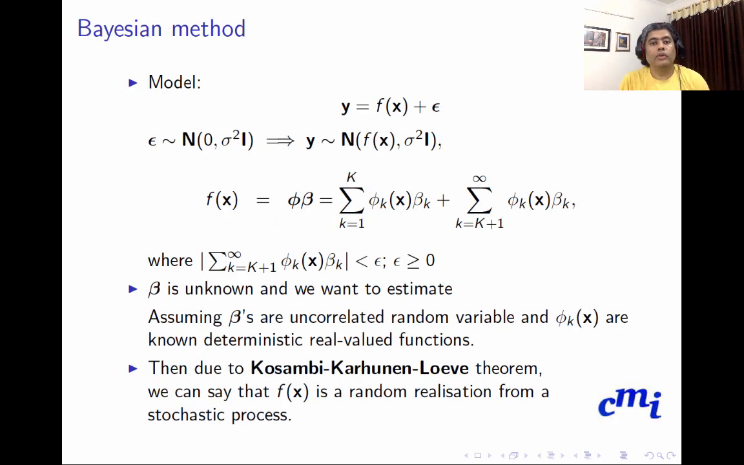Now, how the Bayesian methods work. We start with y equal to f of x plus epsilon, and we're assuming epsilon follows normal 0, sigma square I. Which means y follows a normal distribution, f of x, sigma square I. We have written f of x as phi of beta, summation k equal to 1 up to K, phi k x beta k. Up to this we have written.